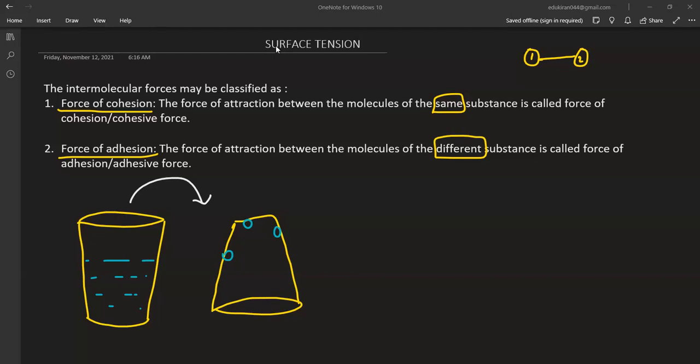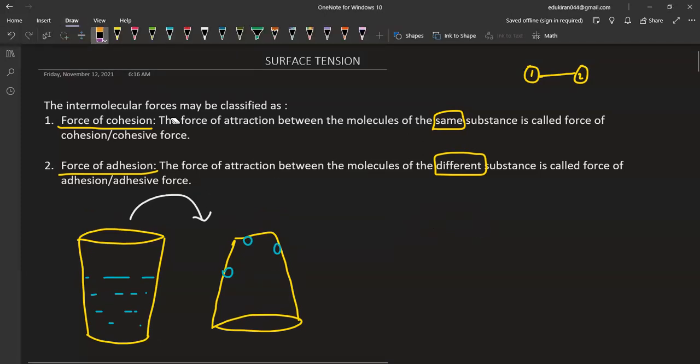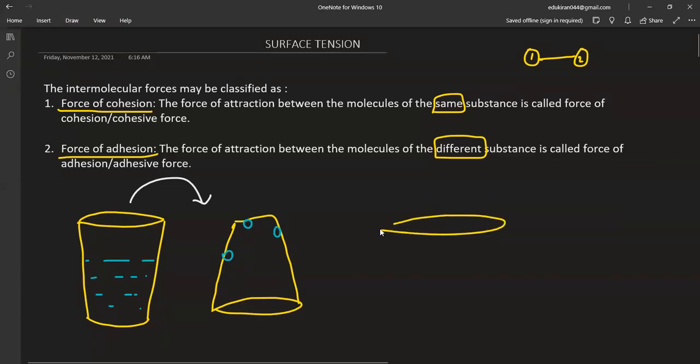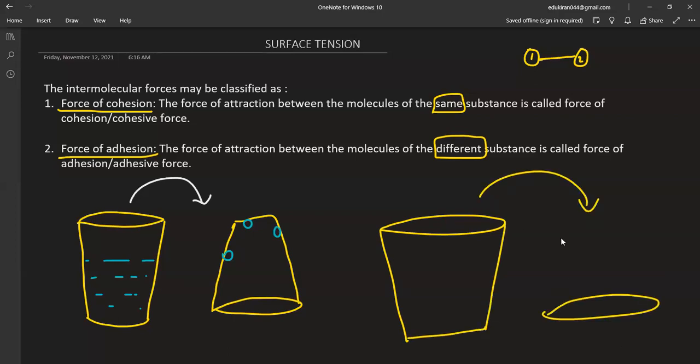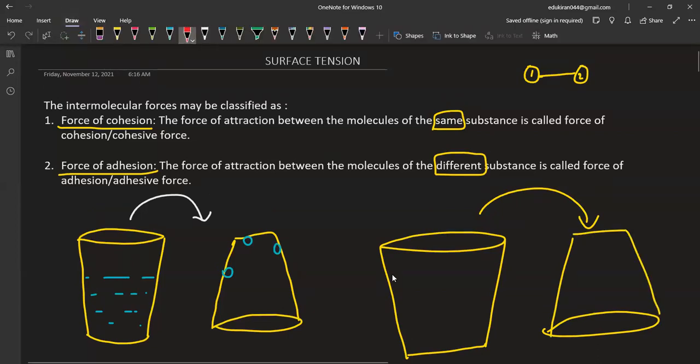When you invert the glass, even when you throw water from the glass, or even when you drink water from the glass, steel glass or any glass, what do you observe? Water droplets are still left, right? One more example I'll give you. If I take the same example, and instead of water, in the glass I have kept, let's say, mercury, and I have inverted it.